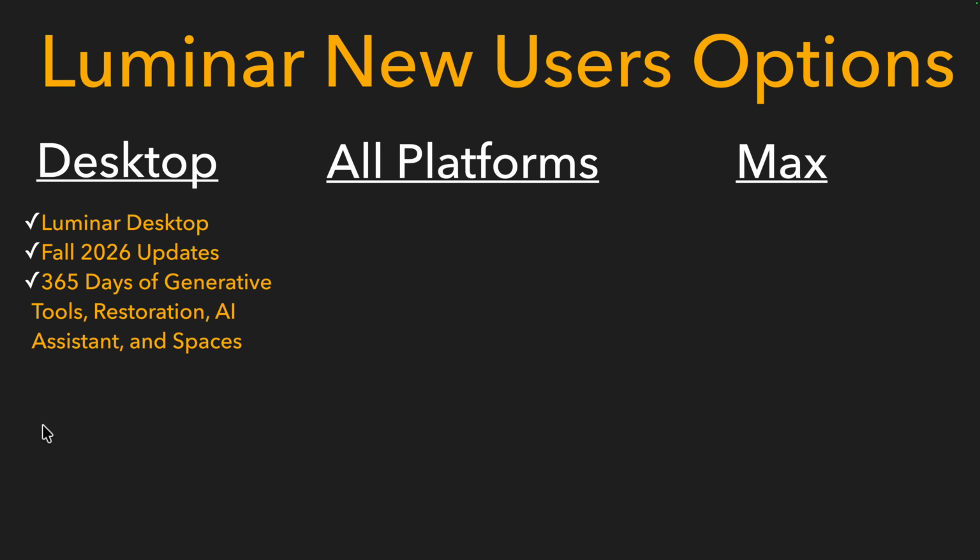With the desktop option, you're going to get Luminar Desktop. This is only on the desktop or your computer. And then you have the fall 2026 updates that are going to be coming. And for an entire year, you're going to get access to the generative tools. That's going to be generative AI, generative erase, the restoration AI tool, AI assistant, and then the spaces. So essentially you get access to pretty much the entire premium of Luminar. But very important, you only get the fall updates with this desktop option.